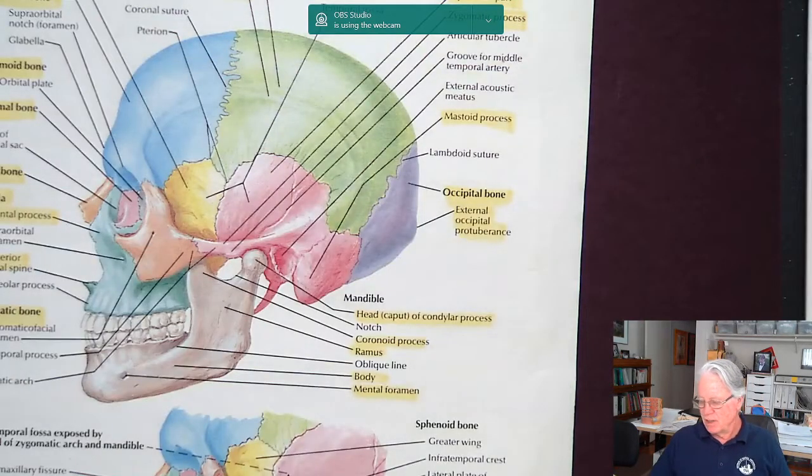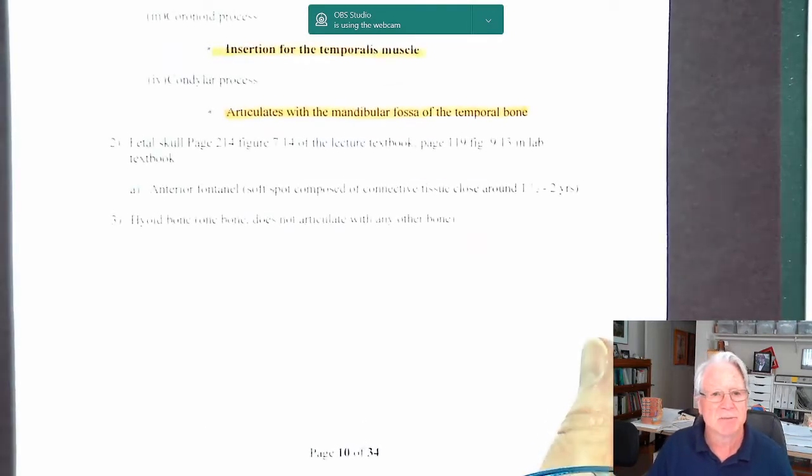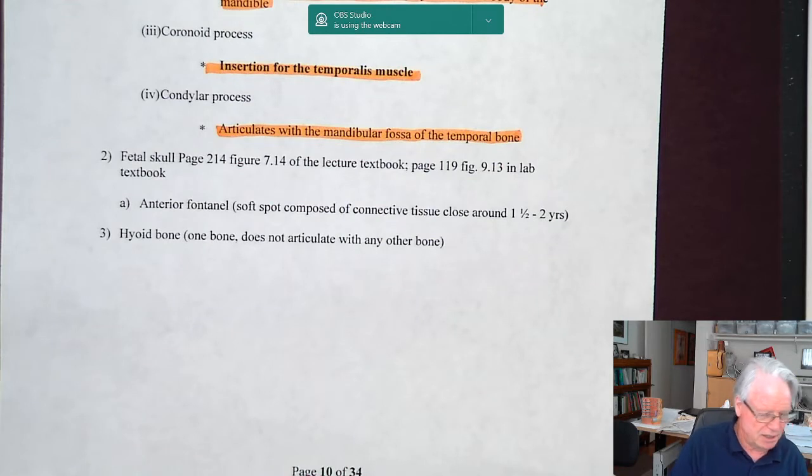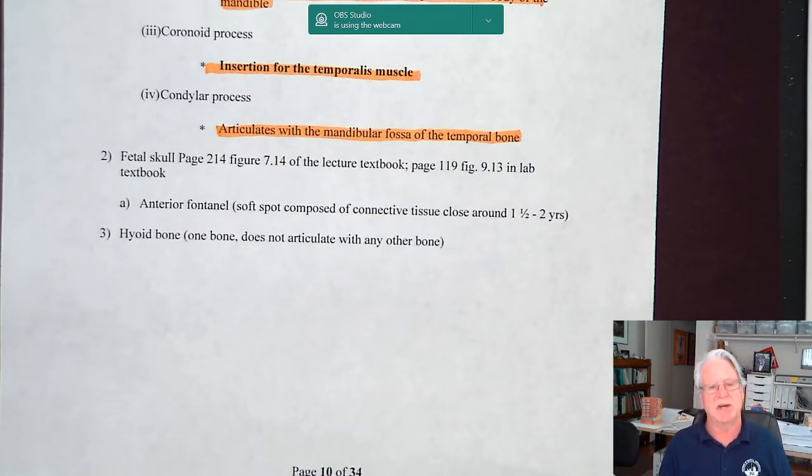Okay, one last bit of information, and this will come to an end. And we're talking very, very briefly on the fetal skull. And the fetal skull, when we look at the structure of the fetal skull, there are some soft spots between the forming bones.